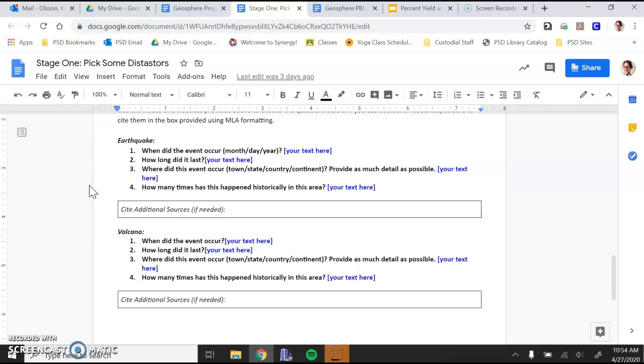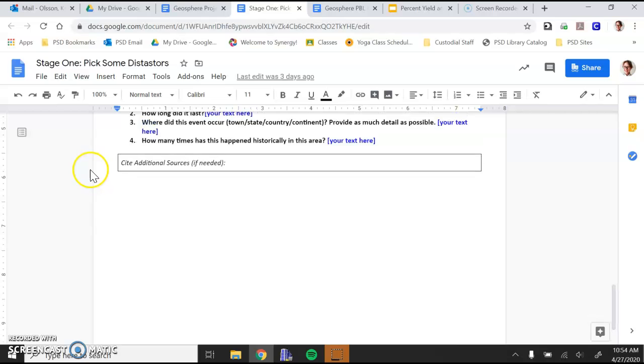Same for the volcanoes. When did the event occur? How long did it last? Where did it occur? And then it's also important to look at how many times this has happened historically in that area. A lot of these places you'll find commonly have earthquakes or volcanic events because of where they are.